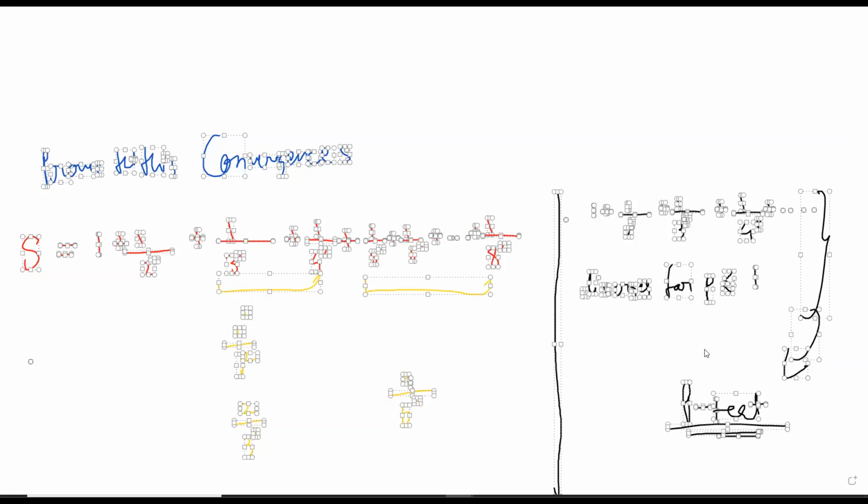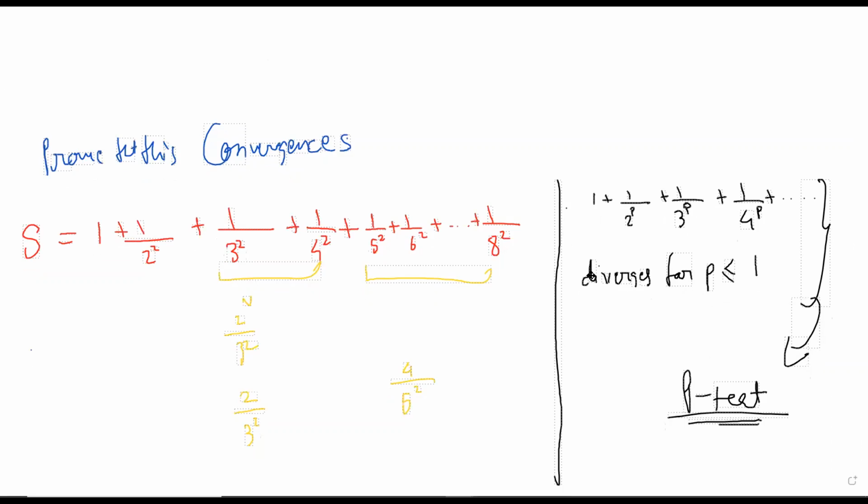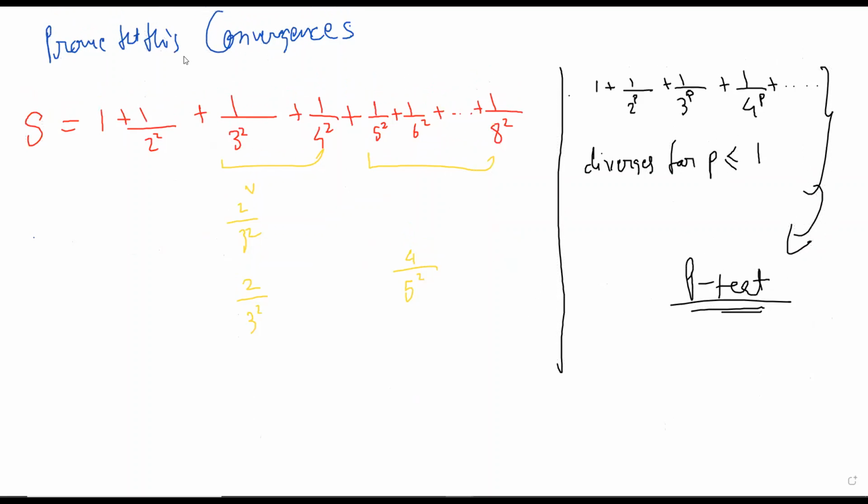It will go on like this, but what does this tell us? By grouping, what will be the next group? You think of that. After this, I should take the next 8 terms. Yeah, so 9, 10, 11, 12, up to 16. Right, so 8 by 9 square. Sorry, 8 by 9 square. Yeah, right? 8 by 9 square.